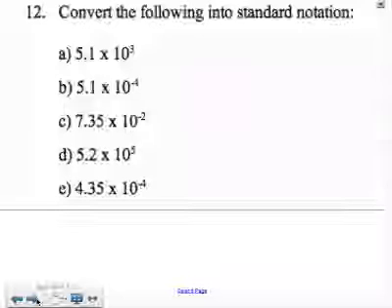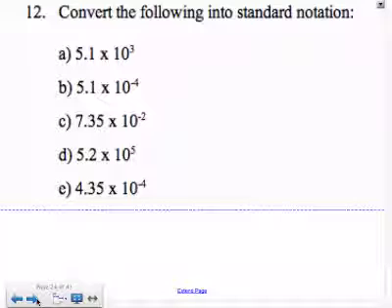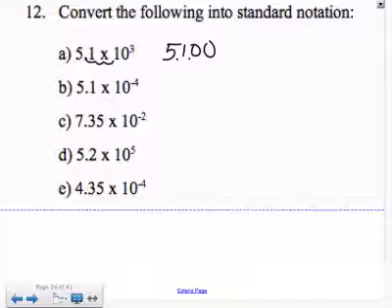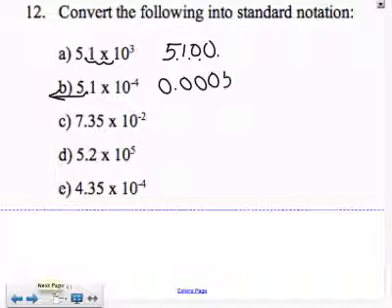Number 12. Convert the following to standard notation. So this is conversions in the other direction. So 5.1 times 10 to the third, and it's a positive 3, means I should have a big number. And the 3 tells me I need to move 3 places. So 1, 2, 3 becomes 5, 1, and then I have to fill in 2 zeros. That's 1, 2, 3 places I had to move that decimal point. 5.1 times 10 to the negative 4th power means I'm moving 4 places to the left. Because it's a negative, I'm going to end up with a decimal. So 0.00051, because I had to move it 1, 2, 3, 4 times.